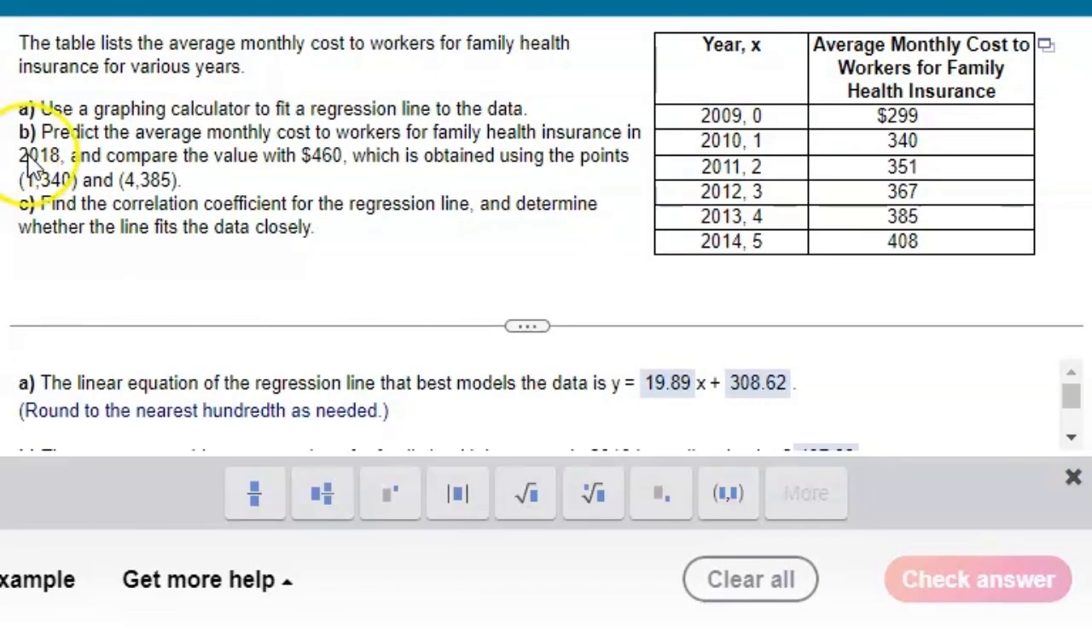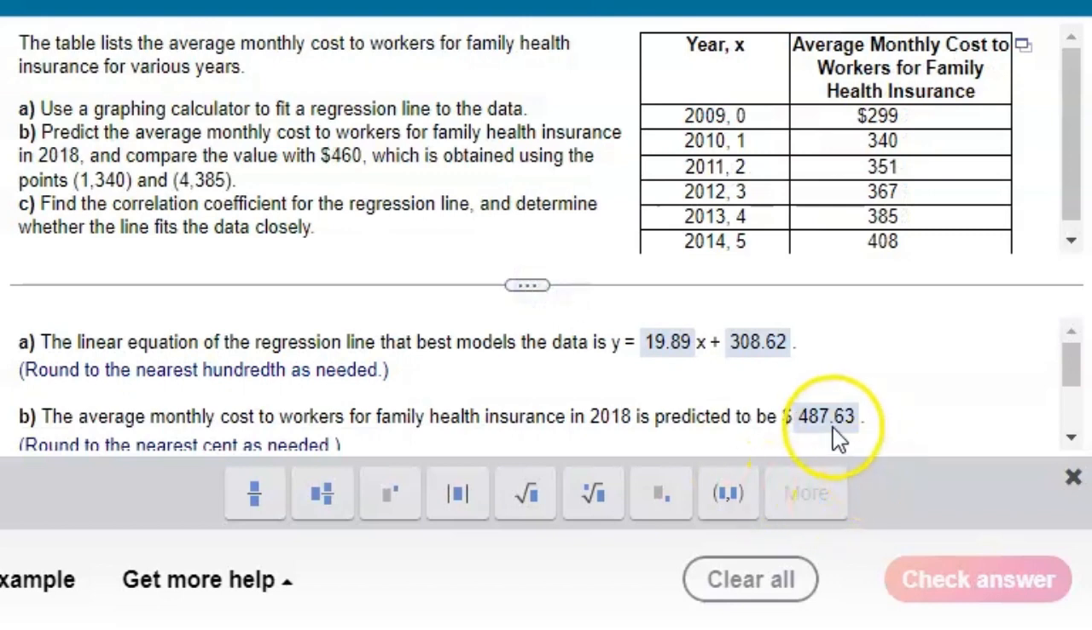Now let's look at part B. It says predict the average monthly cost to workers for family health insurance in the year 2018. Now our data only goes up to the year 2014, but what would we predict based on this model the average cost to be for health insurance in the year 2018? So 2018 would be considered year 9. And so what we're going to do is plug in 9 for x and then figure out what y is. Okay, and I did that. And I came up with the answer $487.63.